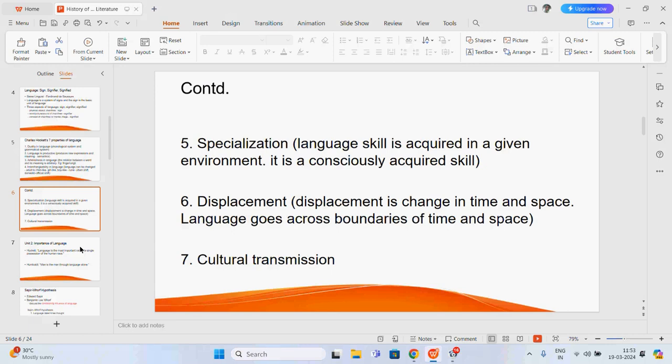The last language property is displacement. Language cuts across all boundaries of time and space, and language can be culturally transmitted.